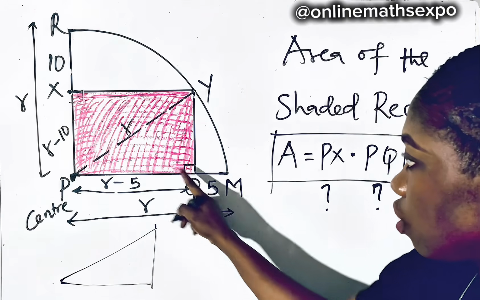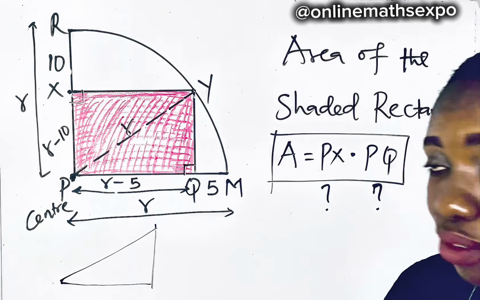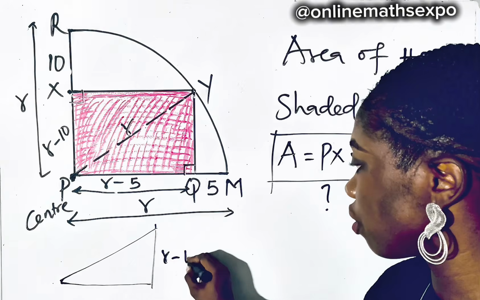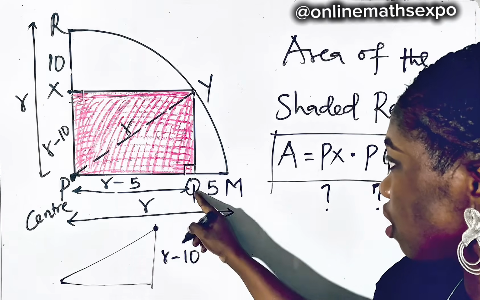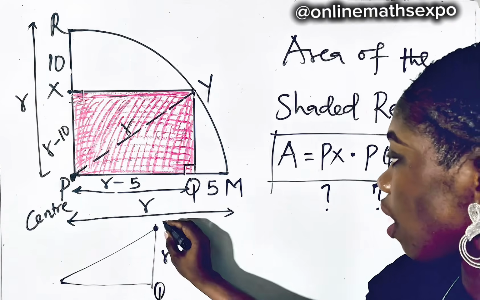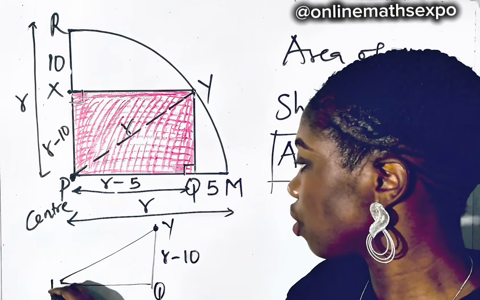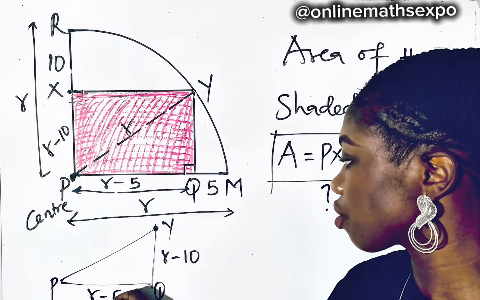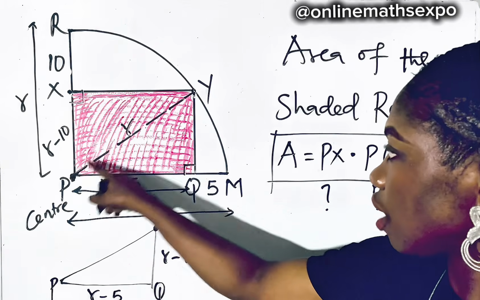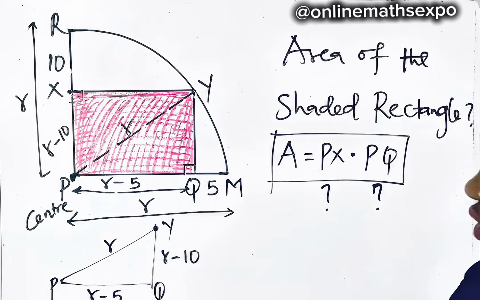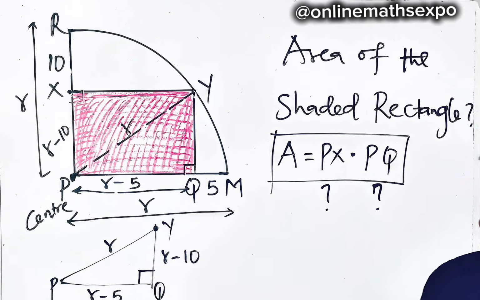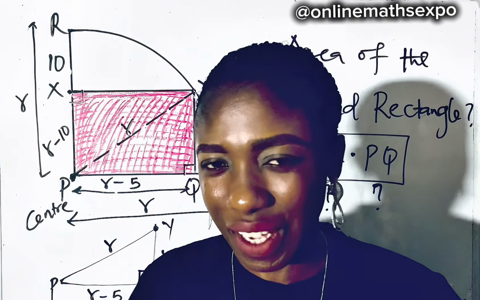This length is the same as this because the opposite sides of a rectangle are equal. So in that case, it's still going to give us R minus 10. Now, what should we do next? This is Q, here is Y, and then here is P. We also have it that length PQ is R minus 5. Now what do we do next? Length PY is given as R and it's a right angle here. So what should we do? You see we are working with the three sides of a right triangle. Just remember to use your Pythagorean theorem.